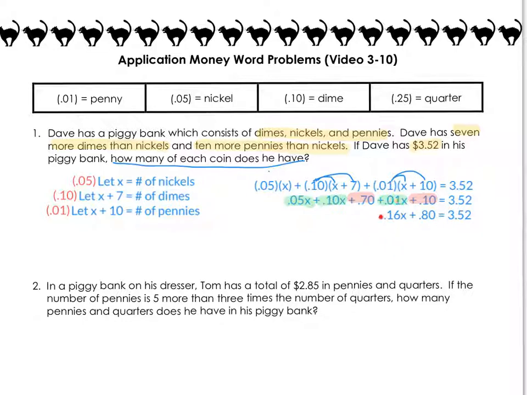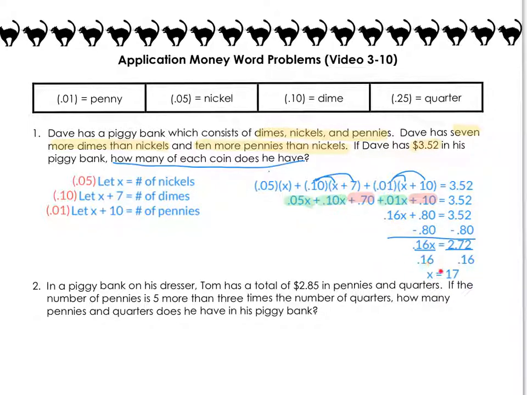So now I've got all my x's together, but I have to move this 0.80 to the other side. I do that by subtracting the 80 cents from both sides, and then I bring down the 0.16x because nothing can combine with that, and then 3.52 minus 0.80 gives me $2.72. So 0.16x equals 2.72. Now I need to solve for x. That means divide by 0.16 on both sides. And finally, we get x equals 17, which is good because it's a whole number. If x is a number of nickels, it makes sense to have a whole number.